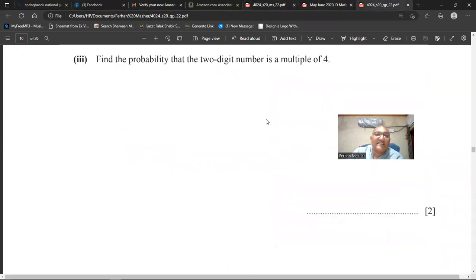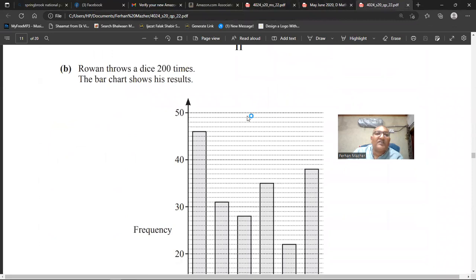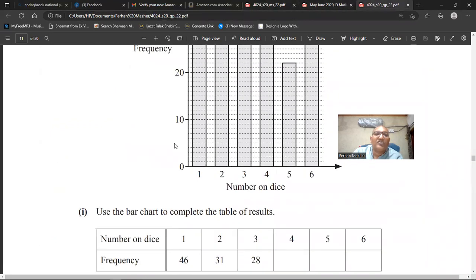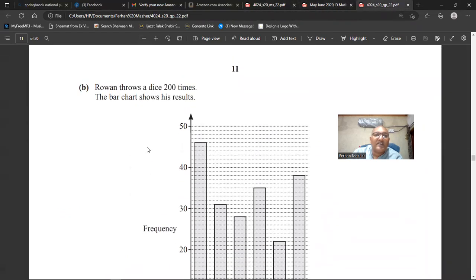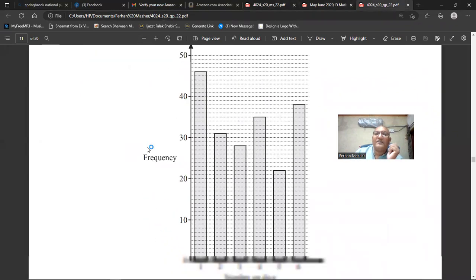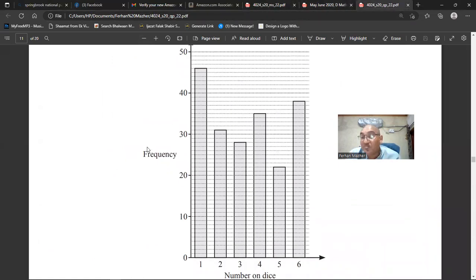That is question number 6, A part. Now we are going to the next question. I have to reduce the size so you can see this whole thing. Rowan throws a dice 200 times. The bar chart shows his results. So when you throw a dice, the possibilities are you will get 1, 2, 3, 4, 5, or 6.